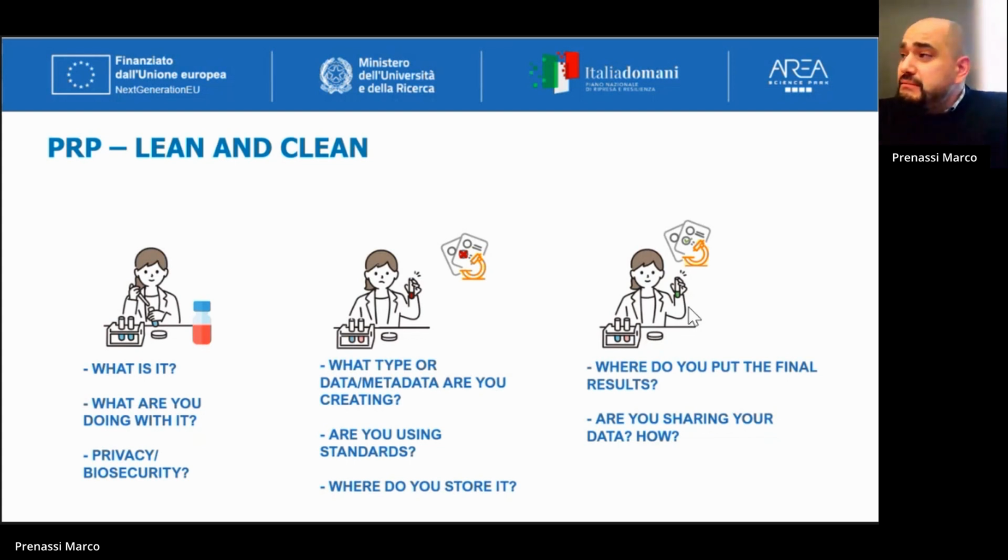The first one is what I am analyzing, what am I going to do with this sample, and also whether there are issues with privacy or biosecurity. Is this sample from a human subject or not, and is there some virus attached to it that is a danger to the population, or even to the animal population? So the first thing is this, and these are questions that we have to answer, not for the data management plan, but in any case, we have to answer them.